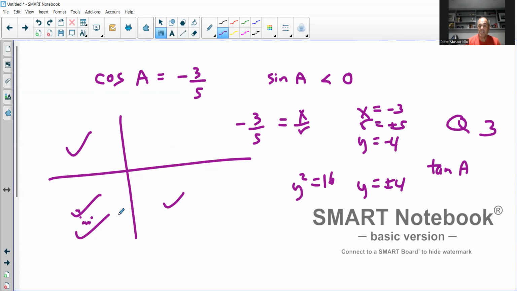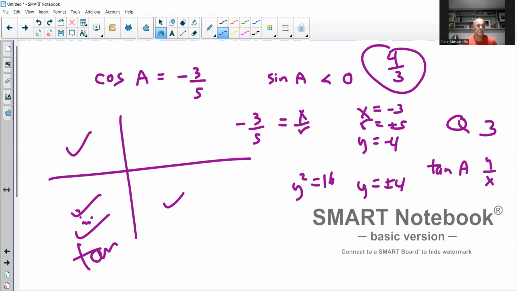Right? In this quadrant, y is negative, so y is negative 4. So what's tangent? Y over x, which is negative 4 over negative 3, which is positive 4/3. That makes sense because that's your positive tangent, like all sin, tan, cos. All right.